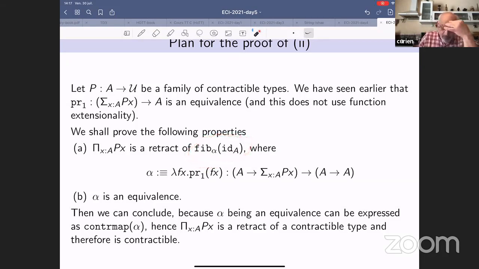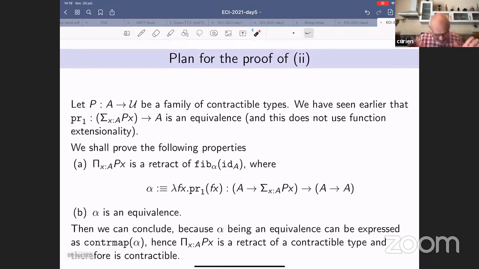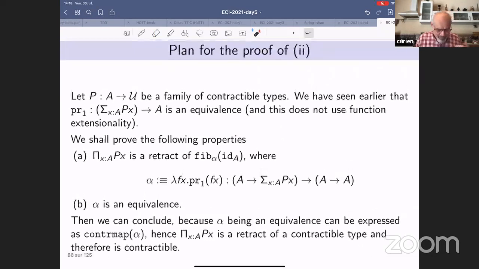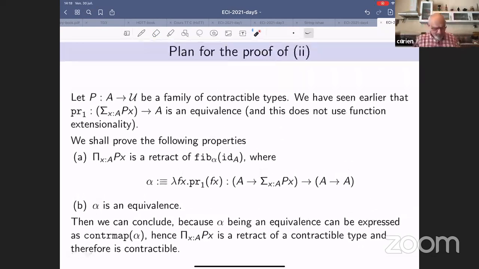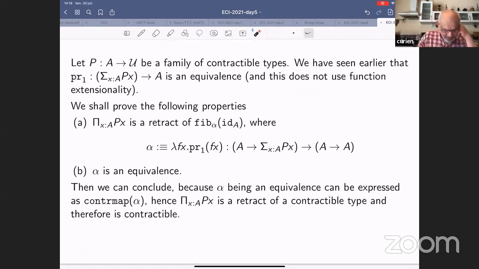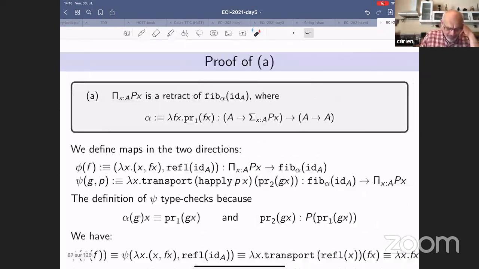Hence, by A, we know that this type here is a retract of a contractible type, and we have proved before that a retract of a contractible type is contractible. Of course, all this relies on you and me being confident that all the results that I'm using and calling do not use function extensionality, because otherwise the proof would be circular. So please believe me, and I also ask myself to believe myself. Then we are reduced to proving these two things. So, proof of A.